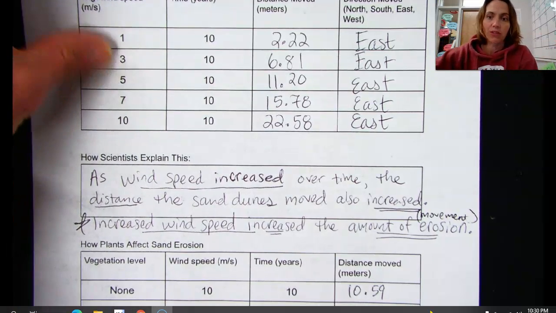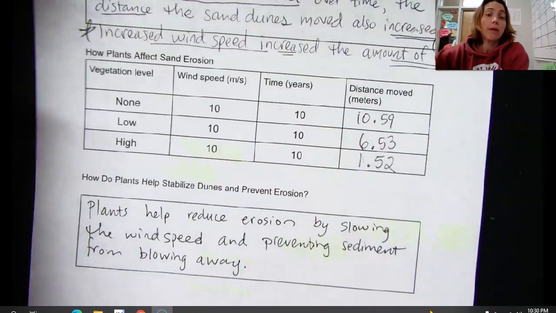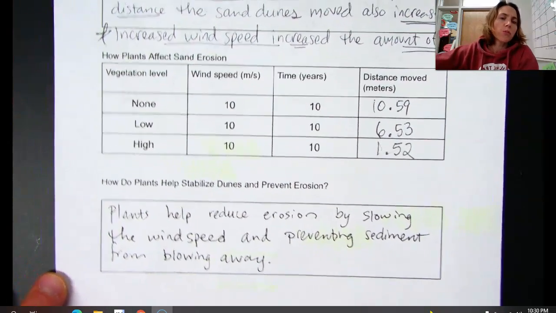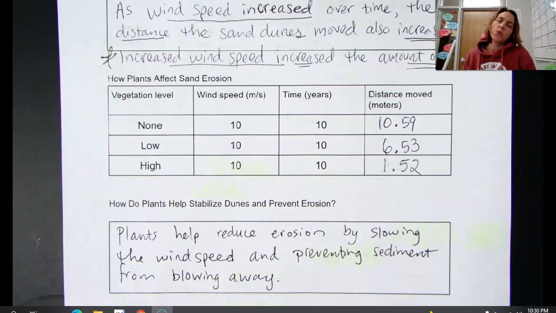Sorry, that wasn't the best lab. Moving on. Maybe this is more interesting. So we haven't talked a lot about this. I'm guessing you guys touched these topics in 6th or 7th grade. How do plants affect sand erosion? Like, this is huge. Like, this is historical. How do plants affect keeping our soil in place? This is a major issue around the world.